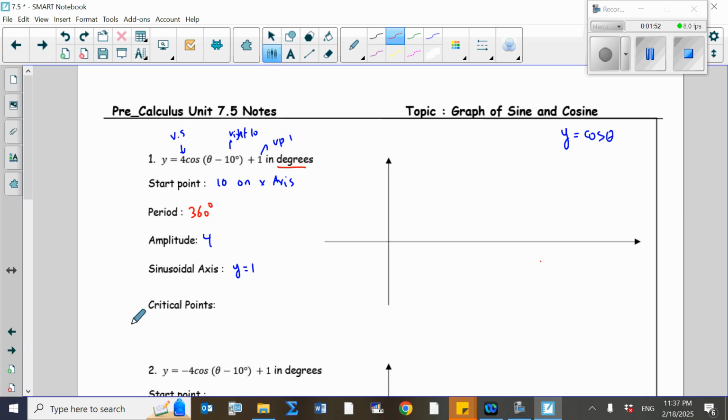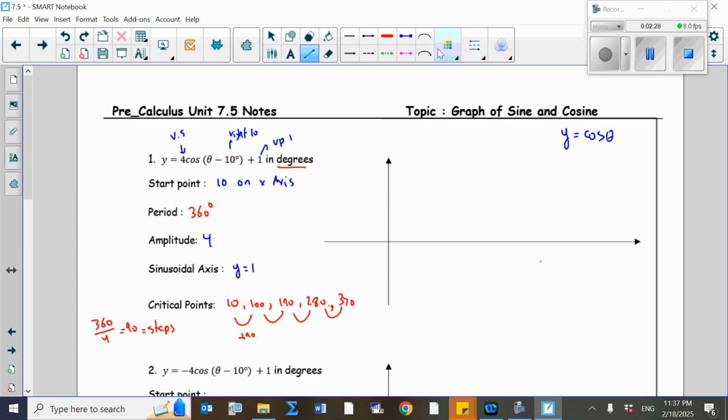But what are the critical points? First, you divide 360 by 4. That's 90. This is the step between the critical points. Now, what are critical points? You start from 10, and then to go to the next critical point, you add 90 to that. So this will be 100. Plus 90, 190. Plus 90 is 280, and plus 90 is 370. So these are the critical points.